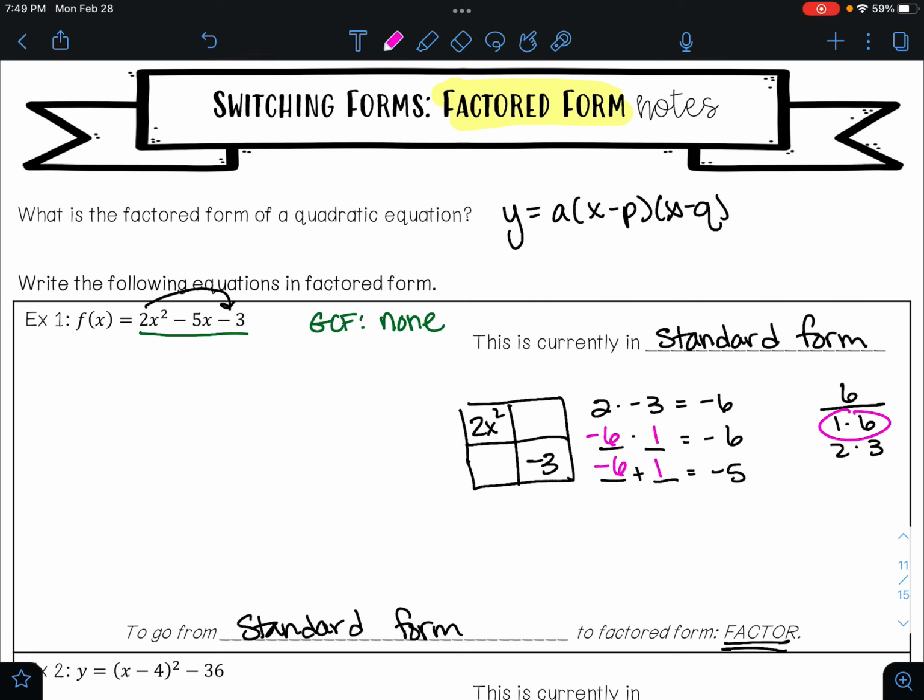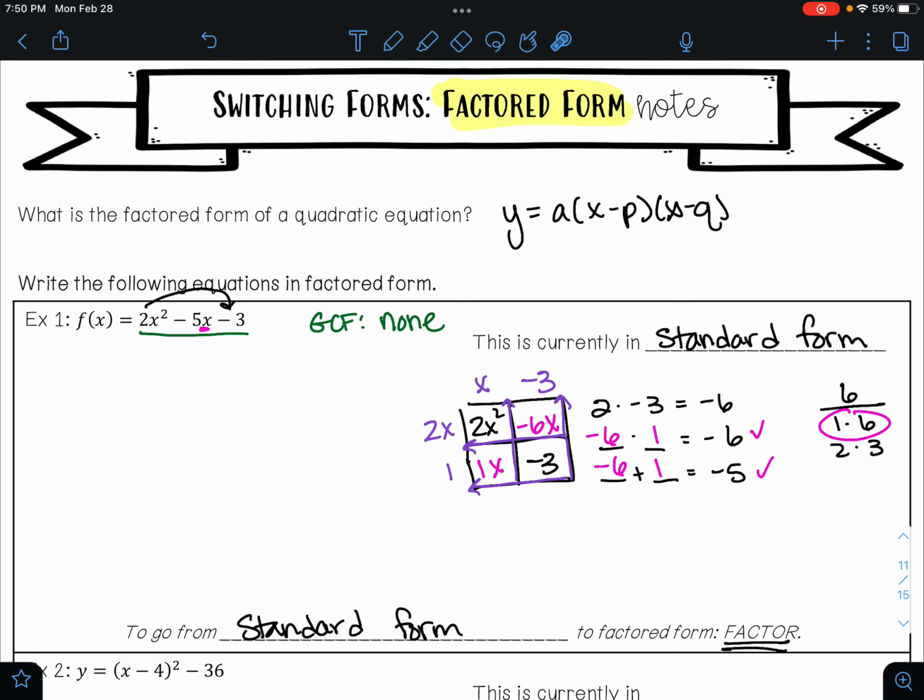Negative 6 times 1 is negative 6. Negative 6 plus 1 is negative 5. This is the only way that you could get a negative 6 by multiplying and a negative 5 by adding. These are the numbers that are going to go in the empty spaces of my area model. Because my middle term has an x, both of these terms are going to have an x. The greatest common factor of my top row is 2x. The greatest common factor of my bottom row is 1. The greatest common factor of the left column is x. And the greatest common factor of the right column is negative 3.